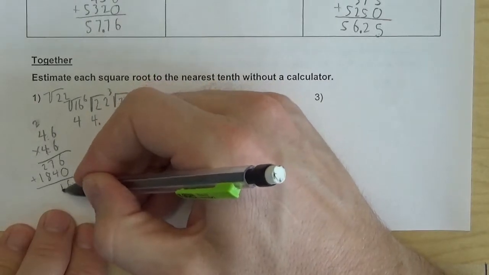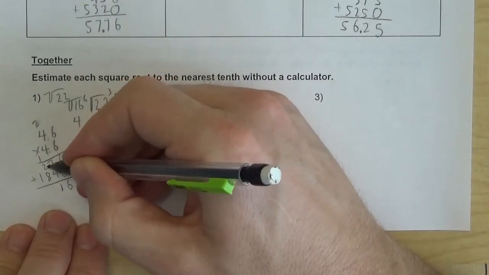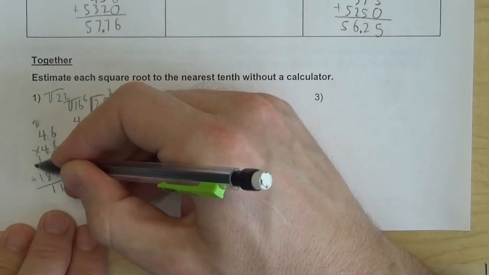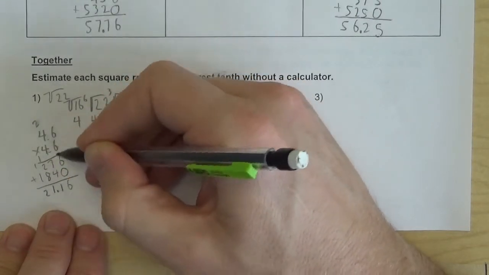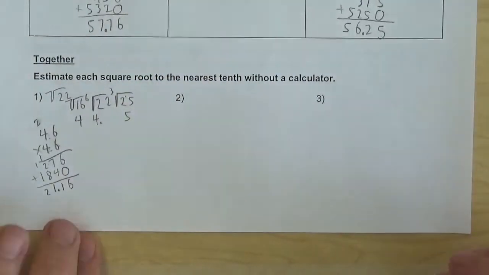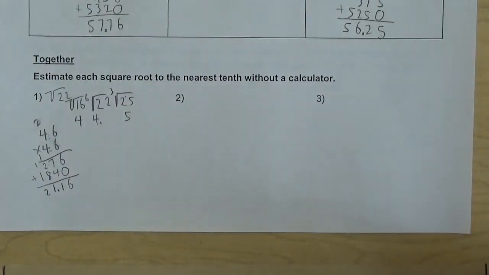7 plus 4 is 11. 1 plus 2 plus 8 is also 11. And 1 plus 1 is 2. There are 2 numbers after the decimal in our question, so 2 numbers after the decimal in the answer. 21.16. That's pretty good. It's pretty close to 22.